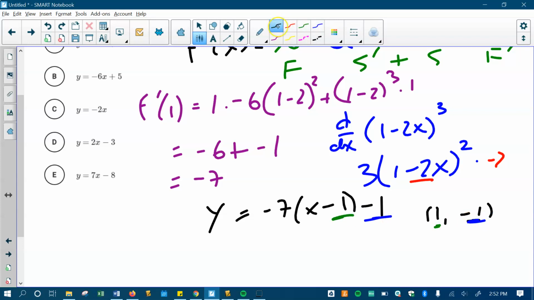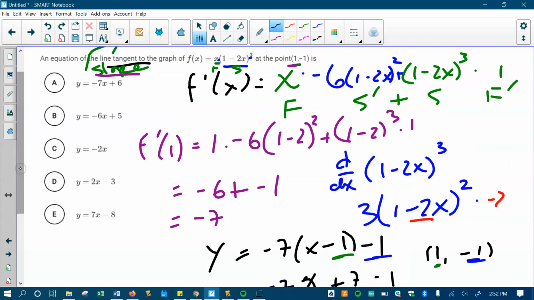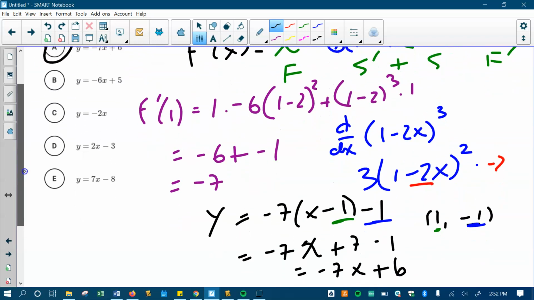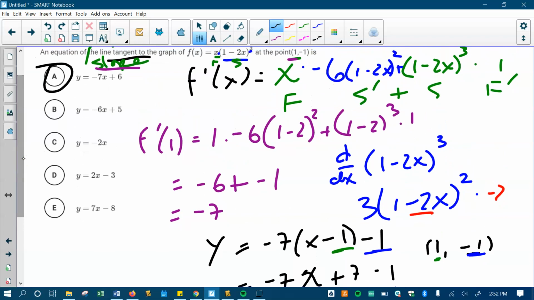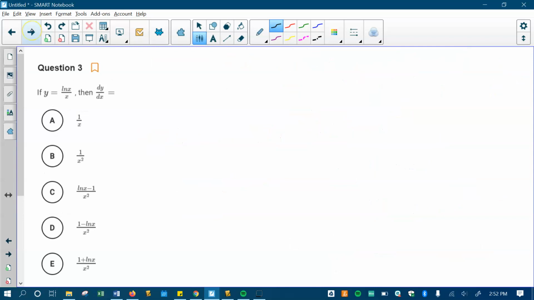Okay, now let's clean this up. So we get negative 7. And then if we distribute this, because the answer is slope-intercept form, not point slope form, negative 7x plus 7 minus 1, which is negative 7x plus 6. And I believe that was answer A. It is. I could have stopped when I got the slope because each one of these answers is different based on the slope. There's your answer. Let's go to the next one.